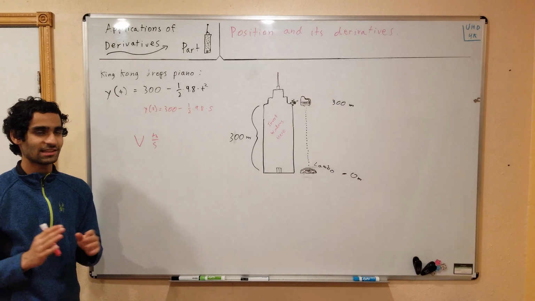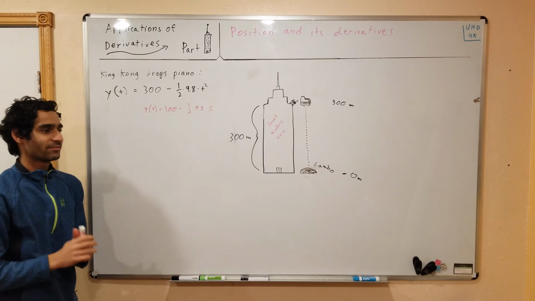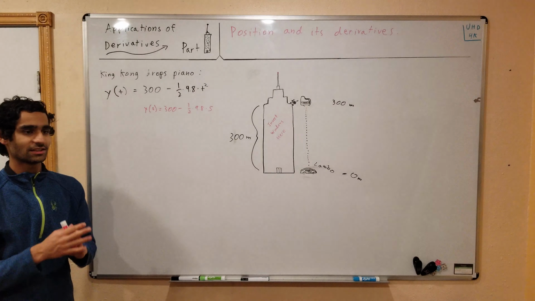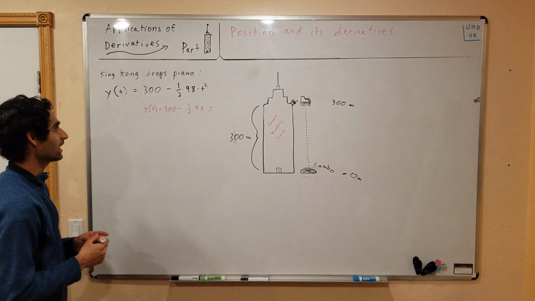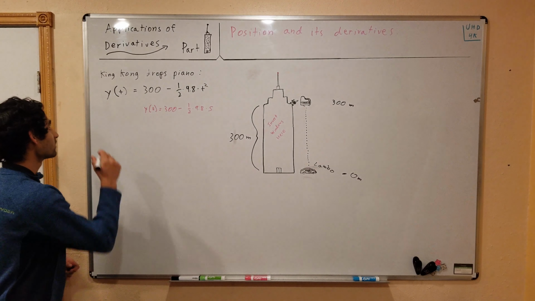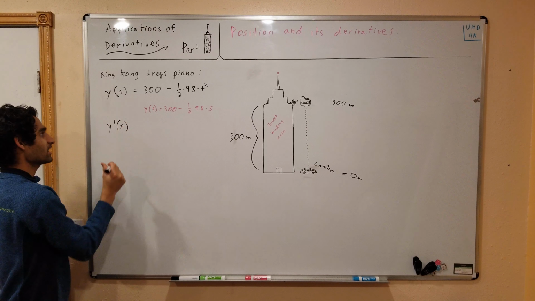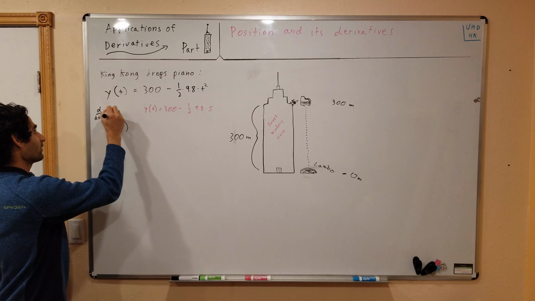Does that sound like anything familiar? If it does, you are correct, because velocity is simply the derivative of position with respect to time. It's the rate of change of position with respect to time. And so in order to find how fast the piano is traveling after 5 seconds, we just have to take the derivative of position with respect to time. So it's going to just be y prime of t. Or we can also write it as d over dt of y of t.